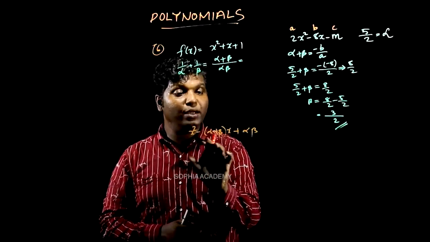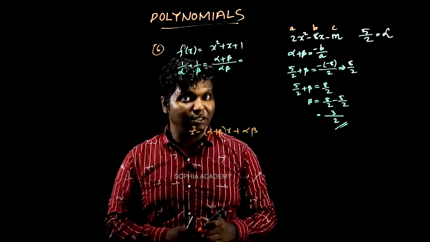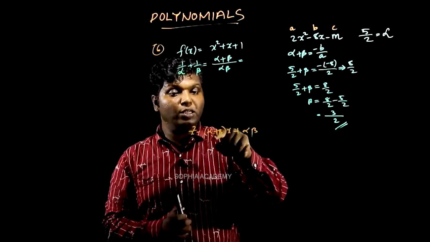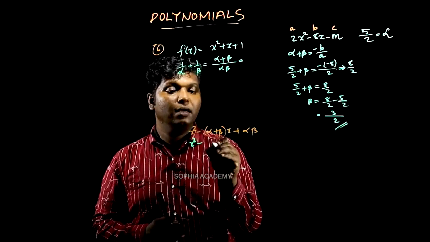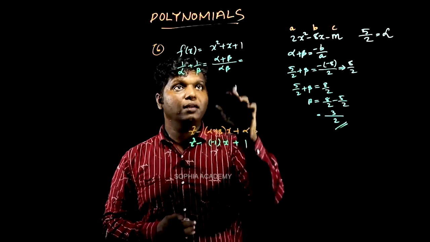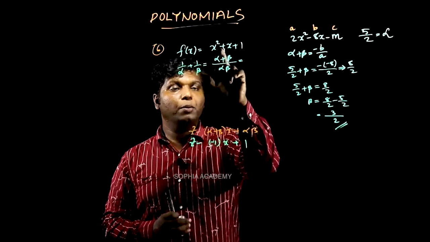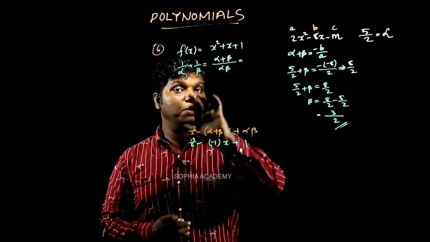That is the question, because here you can see x square minus alpha plus beta into x plus alpha beta, that is the form. So if you are bringing this one into this form, you can write like this: x square minus 1 into x plus 1, right? Because minus 1 into 1, it will become plus 1. So x square plus x plus 1, right?